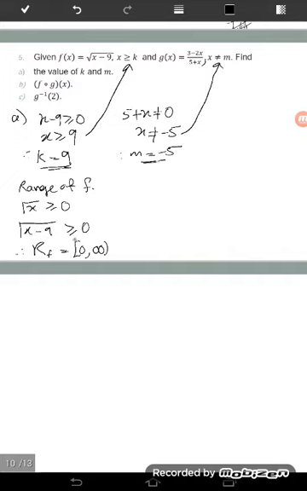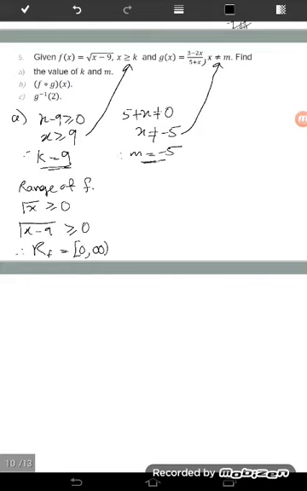So range related to the y-axis kan. So ni nanti ada belajar dalam transformation of graph. Okay, so if you minus 9 on x, so what will happen? Okay, so dia tak ada effect pada range dia. So range dia is always greater or equal to 0. So for gx, to find the range, so we need to find the domain of g inverse.